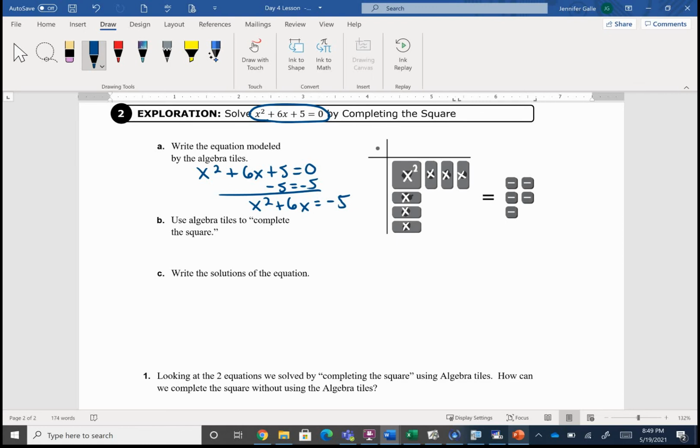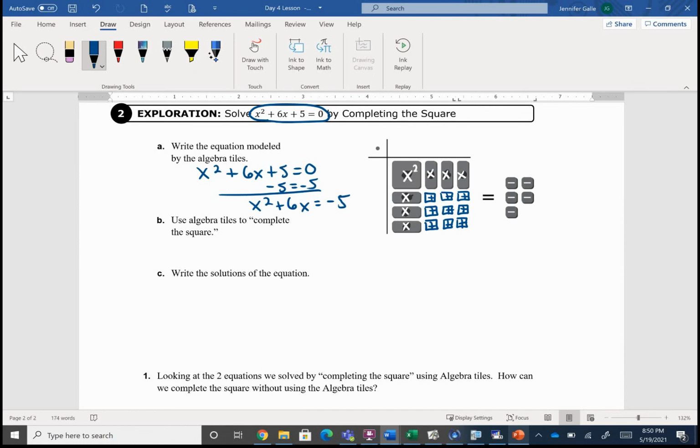Part B says use algebra tiles to complete the square. So we need to fill in with some of those ones. So let's see how many that's going to take so we can make the square. I know I should have said this earlier, but at any time when watching this, if you need to pause to catch up or rewind to rehear something or re-see something, please take the time to do that.